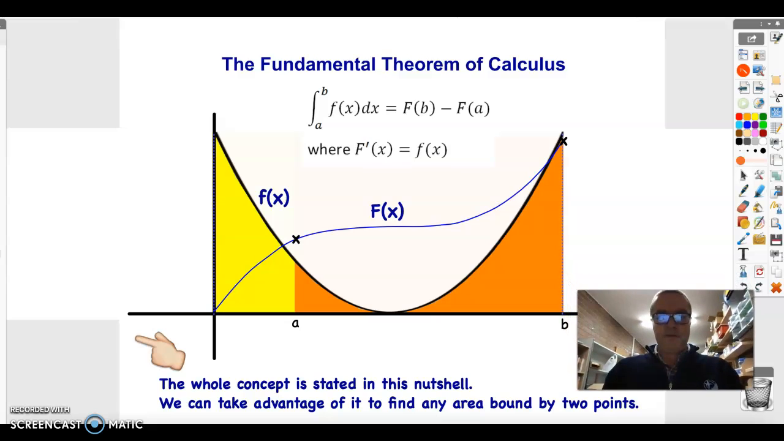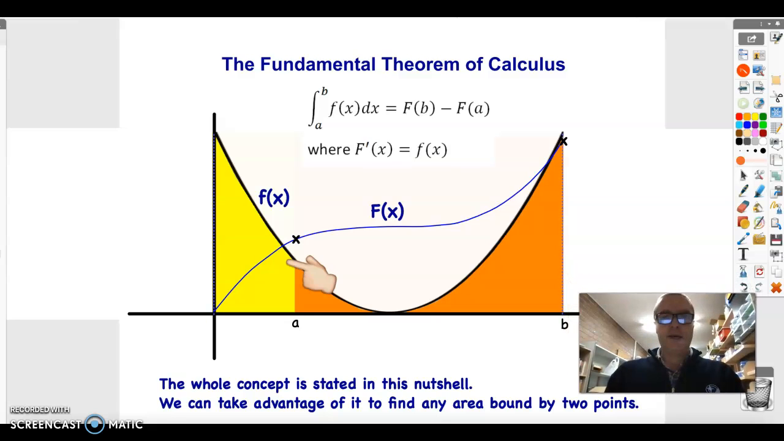So when we actually state the theorem, it's stated mathematically exactly like this. The way we say that, an integral from a to b of a function f of x with respect to x is equal to F of b minus F of a, where this function is capital F, and the derivative of capital F leads us back to the original function f of x. So that's the concept, the fundamental theorem of calculus in a nutshell. We're going to learn to take advantage of this theorem to find the exact areas bound by any 2 points on a curve.